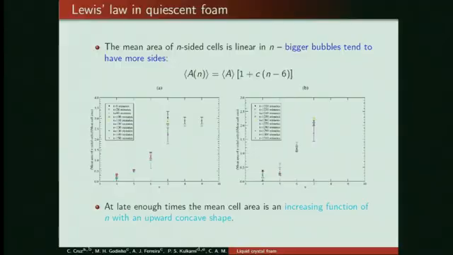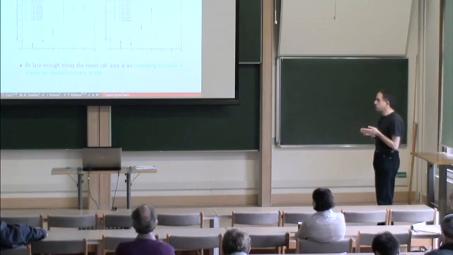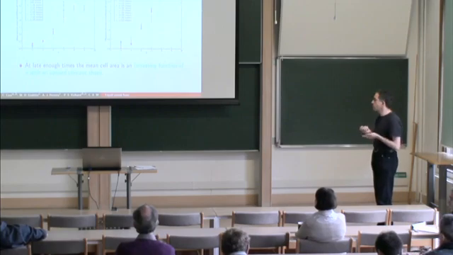And here I again plot the mean area of cells of a given number of sides versus n at the earlier times and at the late times. And I'm afraid the only thing that we are able to conclude here is that agreement with Lewis's law is at least as bad as in ordinary liquid foams. So again, in this respect, our liquid crystal foam appears to behave like an ordinary soap foam.